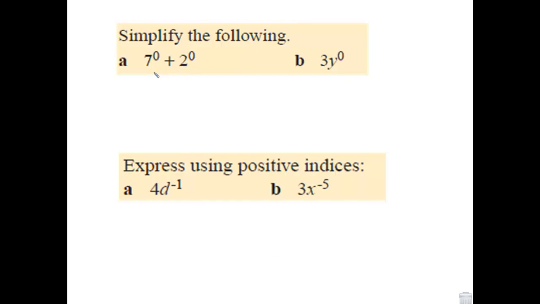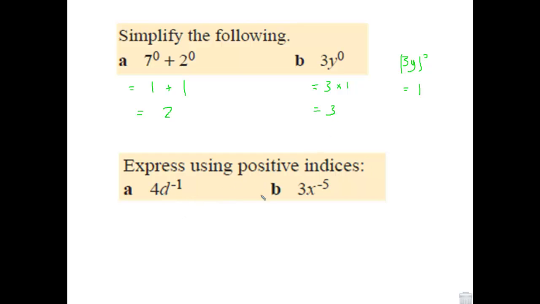So if we want to simplify this one, 7 to the power of 0, well, we know anything to the power of 0 is 1, plus 2 to the power of 0, which is also 1, so that would be 1 plus 1, which is 2. Then 3 times y to the power of 0: the 3 is not to the power of 0, just the y, so that would be 3 lots of y to the power of 0, which is 1, and that would be equal to 3. This shouldn't be confused with 3y all to the power of 0. Everything's to the power of 0 there because we've got the bracket, so that would just be 1. So just be careful not to confuse those two. They're not the same thing.